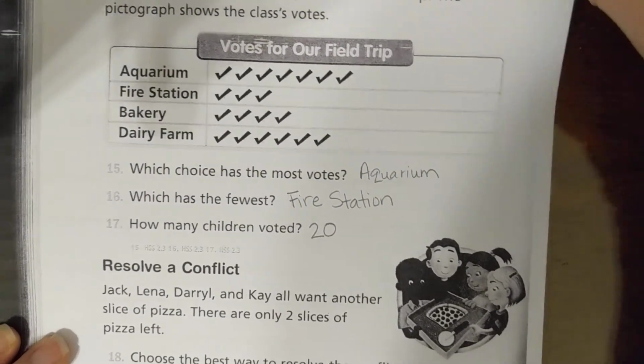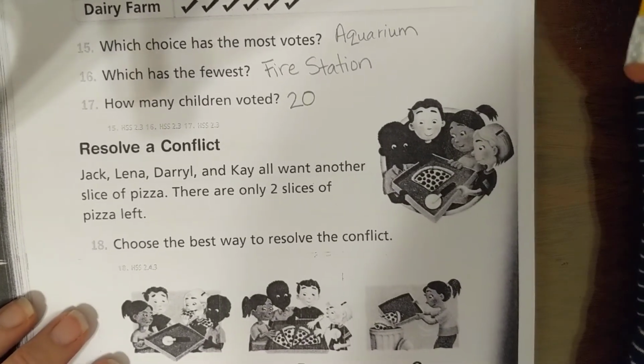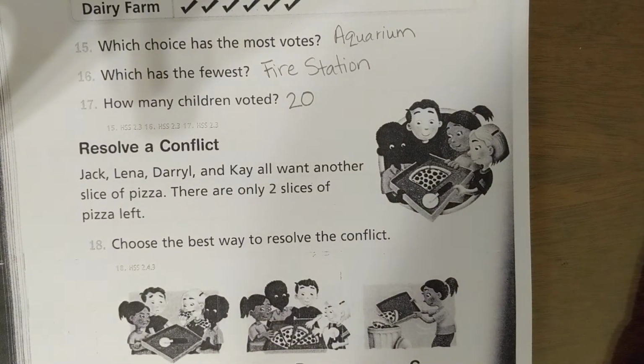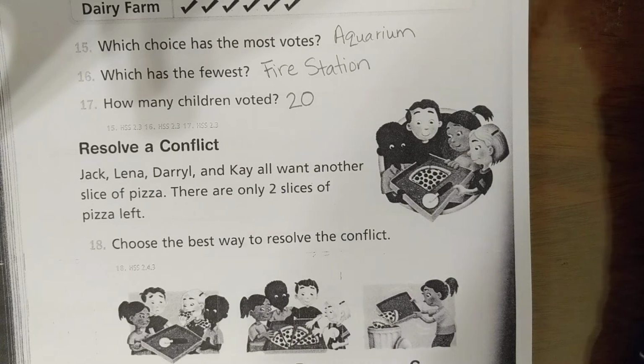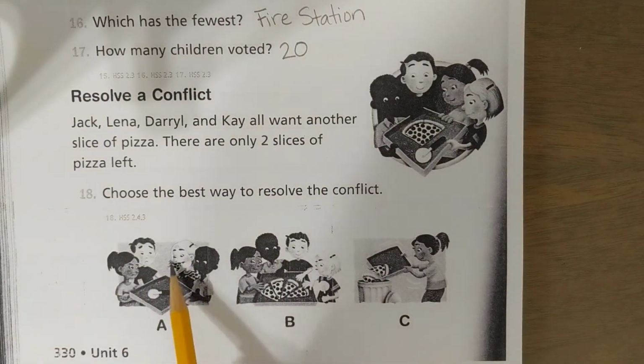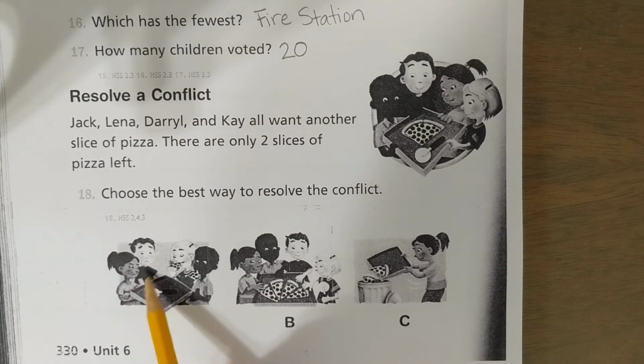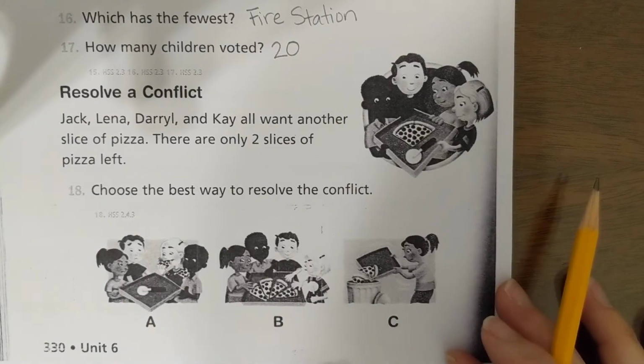Okay, Jack, Lena, Daryl, and Kay all want another slice of pizza. There are only 2 slices of pizza left. Choose the best way to resolve the conflict. So in A, it looks like 2 people get the slices and 2 people do not. How do they look? They don't look very happy, do they? I don't think that's a good choice.